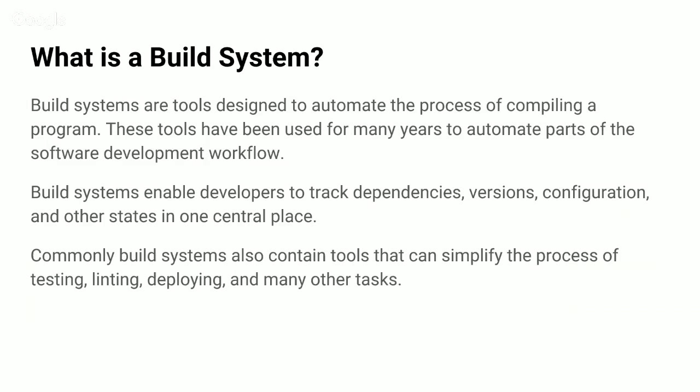So build systems help developers track dependencies, track versions, encapsulate configuration and apply the configuration to the thing that's going to be executed, and then store other states and centralize all of that. And usually build systems contain tools that simplify the process of running automated testing, whether that be unit testing or functional testing, linting your code base, running code smell detectors, and a lot of other things that you just sort of randomly need to do. There's a lot of those random tasks.